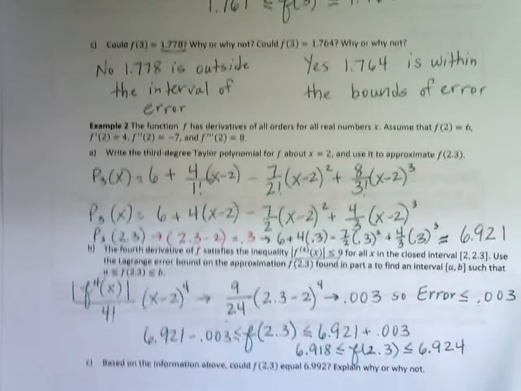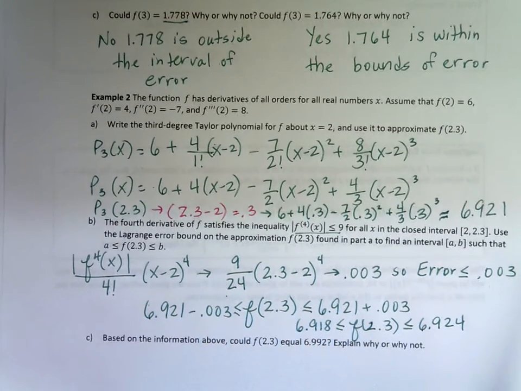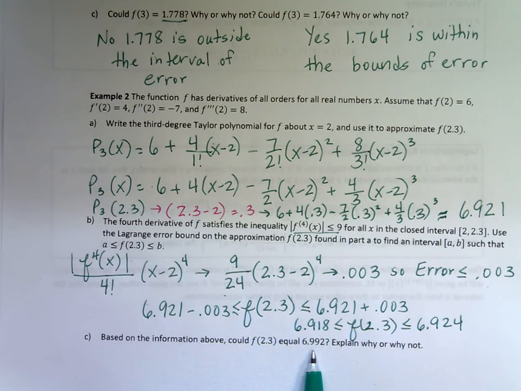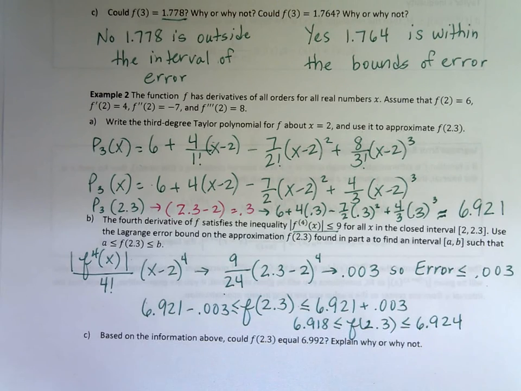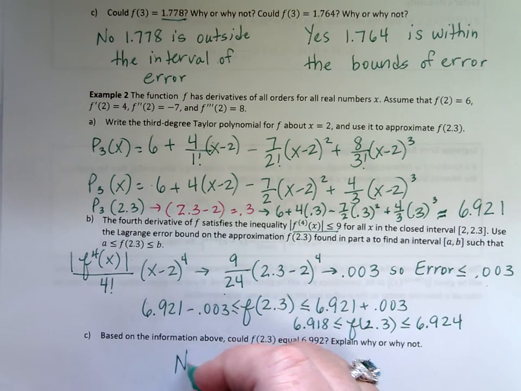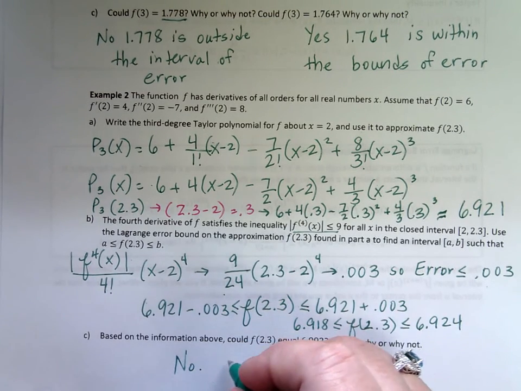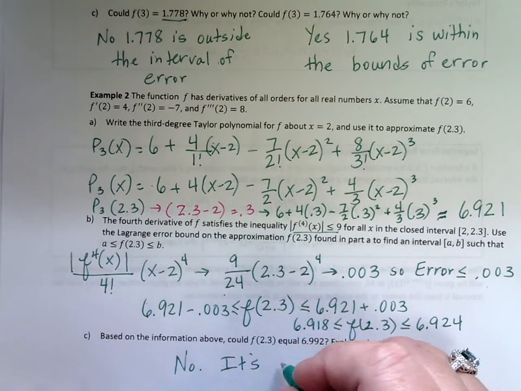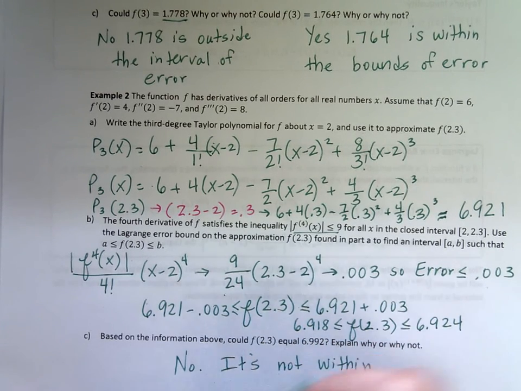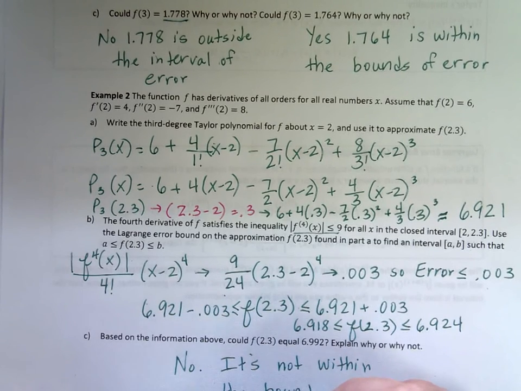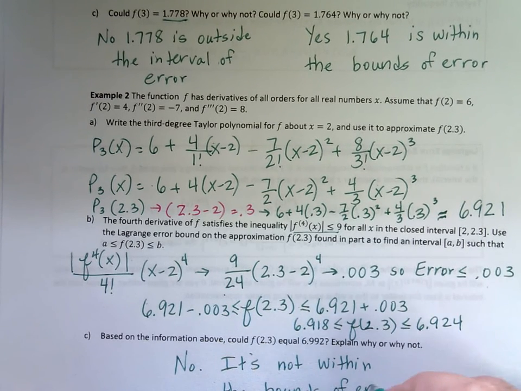And then the last one is, based on this information, could f of 2.3 equal 6.992? Check out your interval. Is it within your interval? And it is not. And so your answer is nope, can't happen. It's not within the bounds of error. All right, example 2 done.